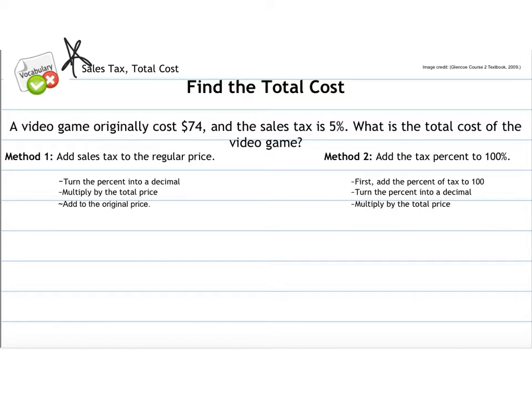The total cost, that's the total cost after sales tax. So the original price of the item was $14.99. There's $1.50 of tax. The total cost is how much you have to pay after taxes are added on.